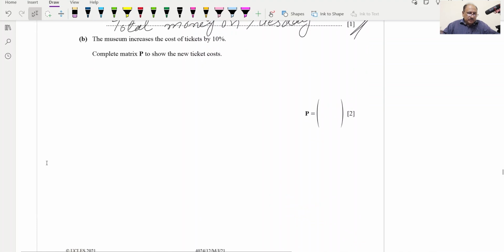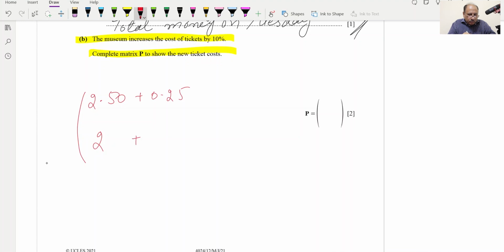The next part is the museum increases the cost of tickets by 10%. Complete the matrix P to show the new ticket price. So 2.50 is the original price, and 2. So this is the matrix, and we will be adding 10%. 10% of 2.50 is 0.25, and 10% of 2 is 0.20, and we can add this.